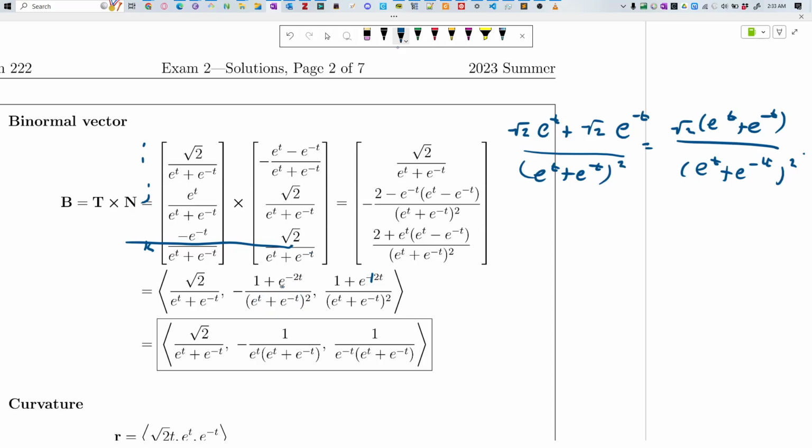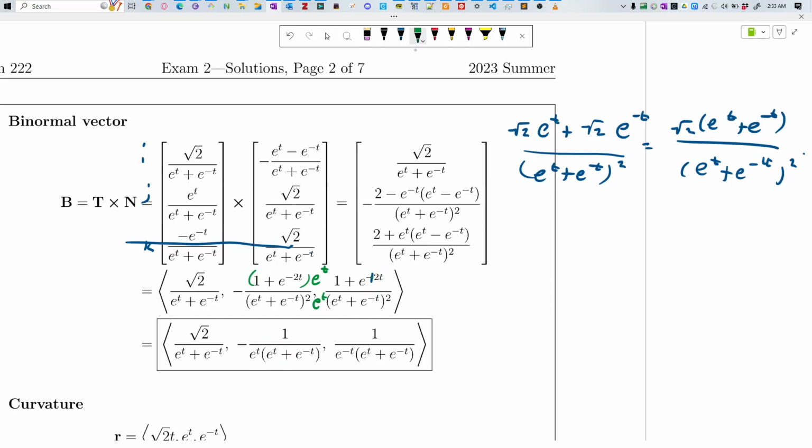So in particular, if I multiply, here's a different color, if I multiply top and bottom of this by e to the t here, you see that's where this e to the t comes from. When we distribute this, we get e to the t plus e to the minus t, which is going to cancel with a copy in the denominator. That's why we get this.